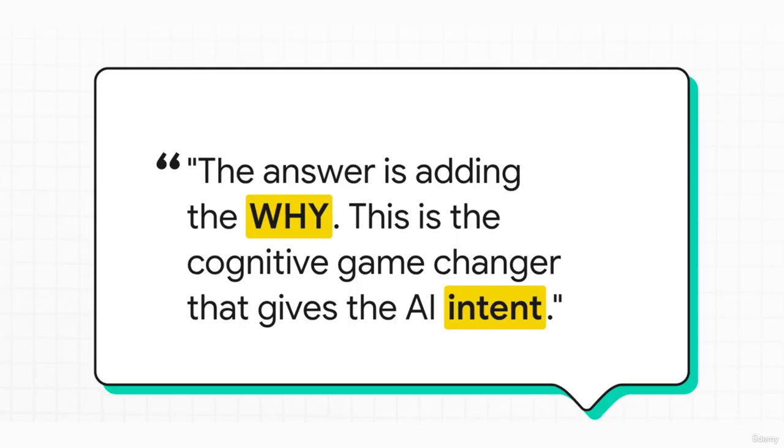Think about it this way. It's the difference between telling a chef to just chop some vegetables versus telling them to prepare a mirepoix because it's the critical flavor base for a stew. That context, it changes everything. The goal informs the method. The exact same thing is true for AI.